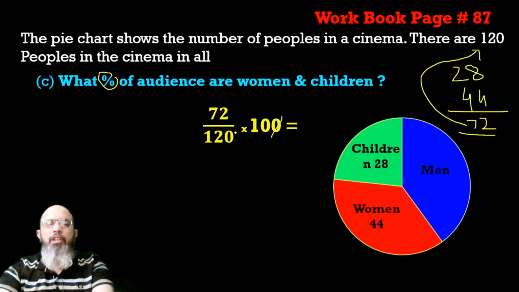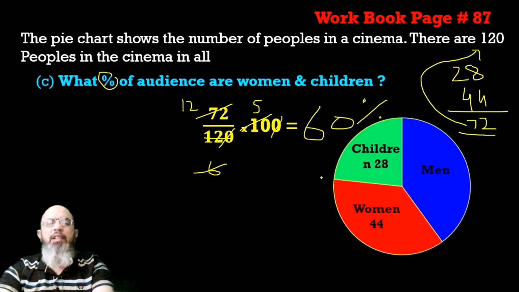In this way we can get the percentage of audience. Okay, 0 cuts with 0. At the table of 2, 2 5s are 10, 2 6s are 12, and 6 12s are 72. So it means 60% of audience are women and children, right?